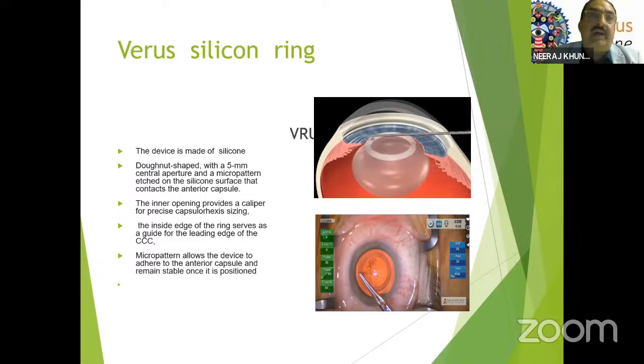But all said and done, presently, if we see the manual capsulorhexis, if done properly, and if we have taken care of all the difficult situations as I have shown in the videos, that is the best and that is the cheapest.